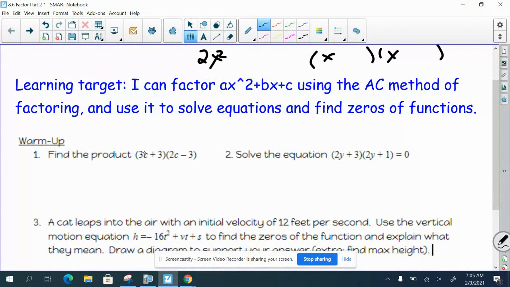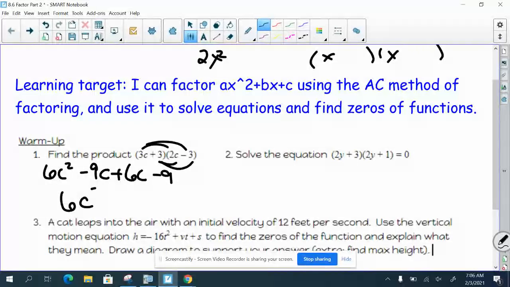To find the product of 3c plus 3 times 2c minus 3, we would use FOIL. And notice that the first terms are not just c, but they're 3c and 2c. Okay, so when we FOIL, first, outer, inner, last, you would get 6c squared minus 9c plus 6c, and then minus 9. And then if you combine your like terms, that would be negative 3c, so 6c squared minus 3c minus 9. All right, so what we're going to do today is learn how we can get an equation from here back to here in factored form.